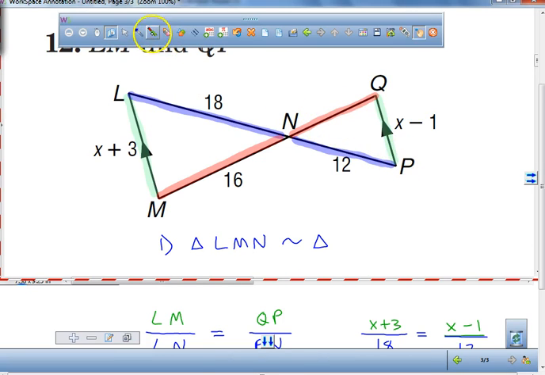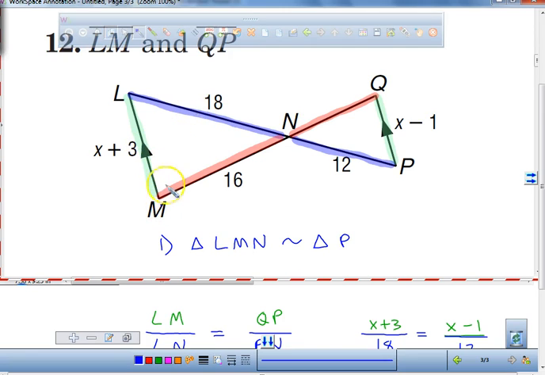P. So I'm going to start with P. Then what did I travel to? I traveled from L to N. Where's M across from? It's across from the 18. Which side is that? That's the blue side. So which angle is across from the blue side here? Q. There we go. So there's your similarity statement.